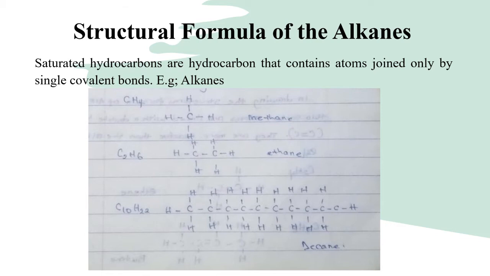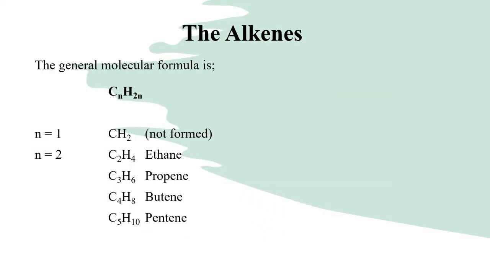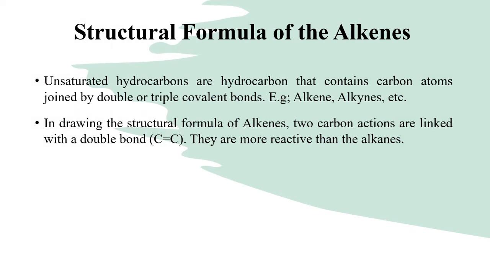The alkenes. The general formula is CnH2n. So your n is from 1 to 10. But number 1 cannot form an alkene. So we start from when n is 2. So we have ethene, propene, butene, pentene to decene.